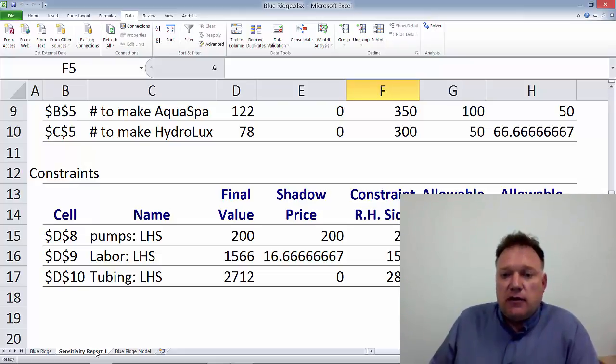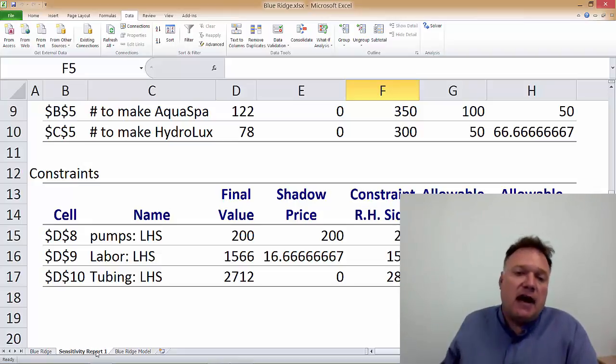With labor, each additional hour, keep in mind, pumps were in units of pumps, labor is in hours. So each additional hour of labor I get, I will increase profit by $16.66 up to 234 hours. It'll hold for that many hours. And I can decrease it by 126 hours. So this tells me, I don't know if I'm paying, it depends on how much I'm paying in labor, but if I'm paying $10 in labor, if I have the opportunity to get more labor, I would want to, up to 234. It's a little more sensitive if I go below 126.